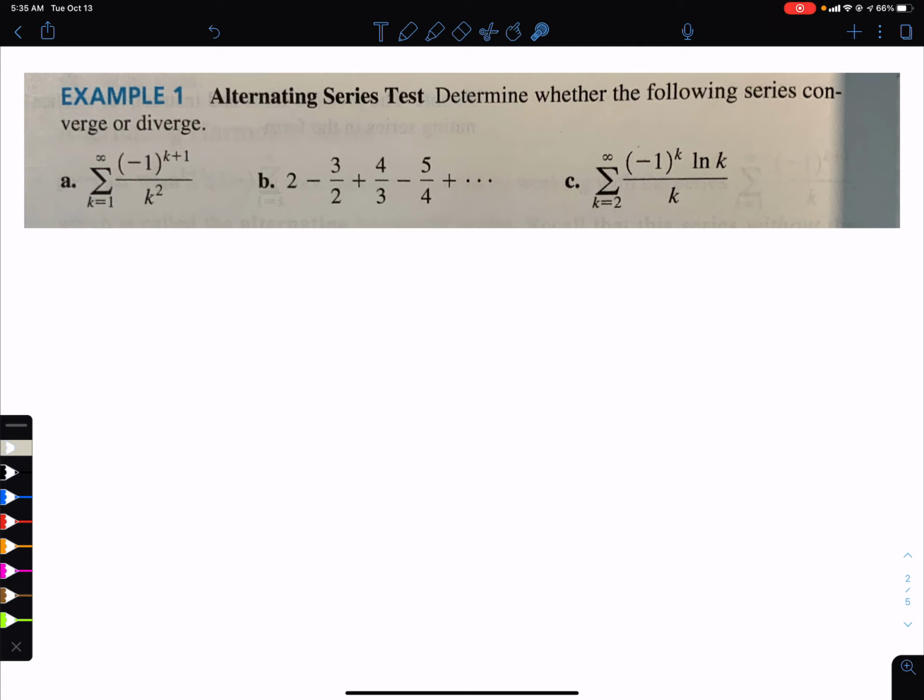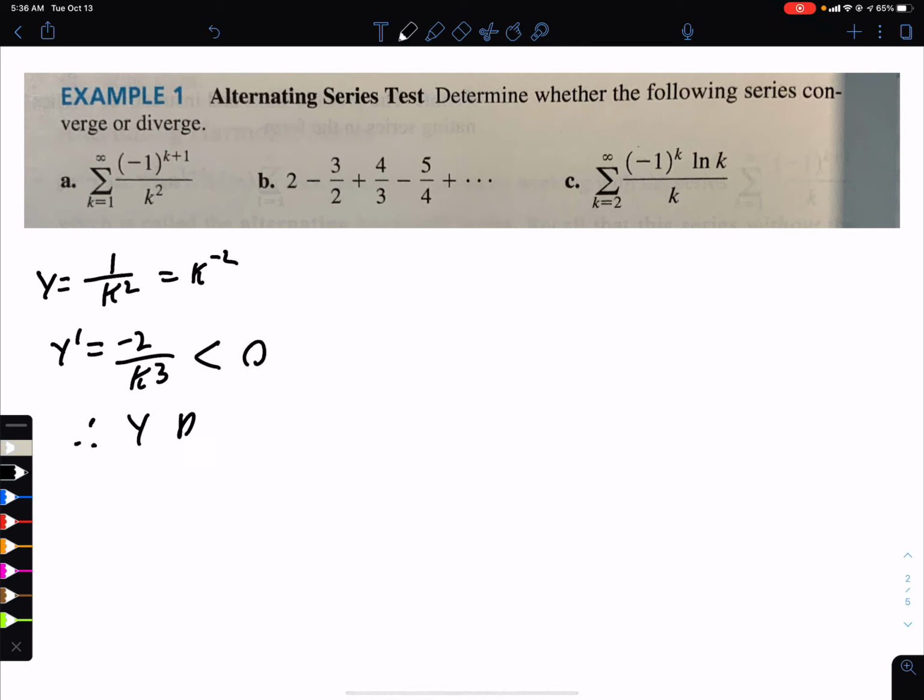So let's do it. So first, is it alternating? Because of the (-1)^k, you know it's alternating for part A. Next question, are the terms decreasing in magnitude? So if you look at 1 over k squared, is that decreasing? Quite obviously it is, because the bigger the denominator, the smaller the fraction. But if you want to prove that, you could just take the derivative. y prime, that's k to the negative 2, would be negative 2 over k cubed. And you can argue, since k is always positive, because it goes from 1 to infinity, that y prime is always negative. So you can say that's negative, therefore y is decreasing, because the derivative is negative.